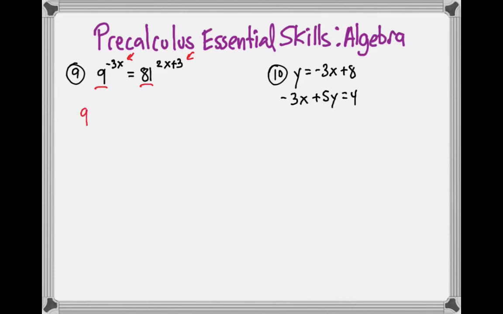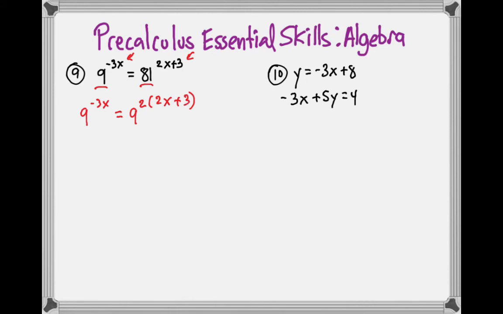What I'm going to do is rewrite 81 as 9 to the second power. So if I go 9 to the second power, I know that that's going to be multiplied by the original exponent. Oops, and that's a 3 there. It doesn't look like it, but let's clean that up.